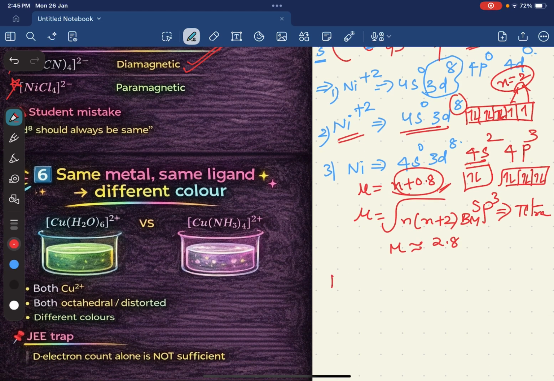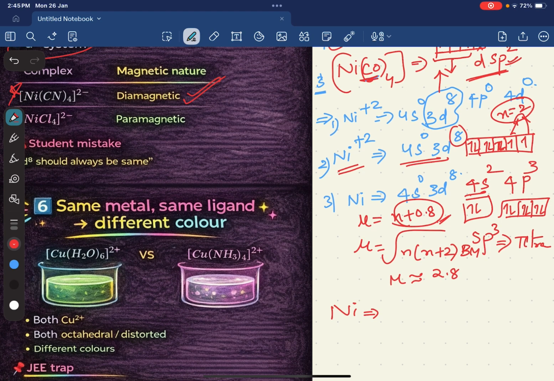Coming to NiCO4. NiCO4 is a little different. We generally think CO is a strong field ligand, so dsp2 hybridization, which is wrong. In the case of Ni, the pairing happens in a slightly different way. So total how many electrons? 8 electrons are there. But CO is strong field, so this electron also will be here. Then the ligand electrons started filling from this one. This is 3d8. Now it becomes 3d10 and 4s2 and 4p2. So 4p4, right? Because it started from this dsp2.